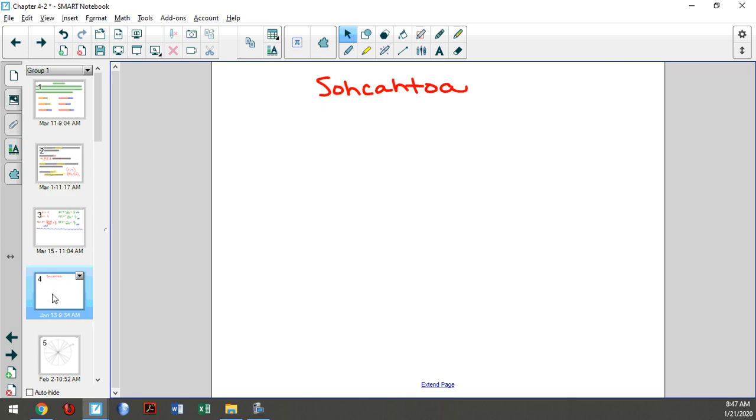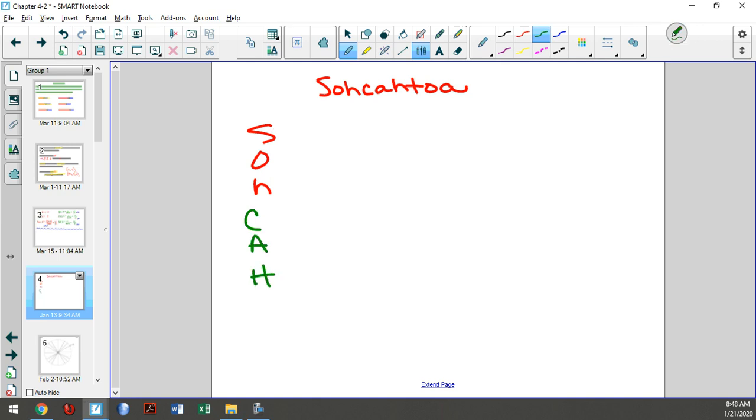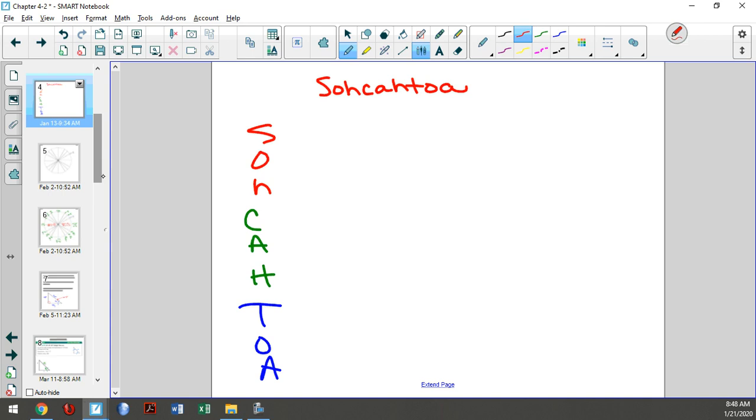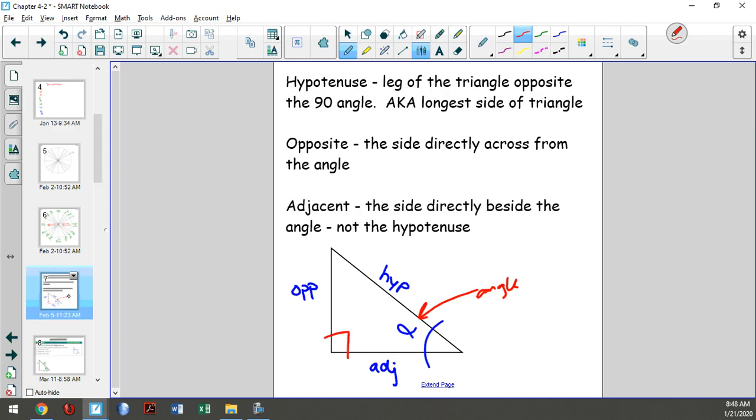Next, SOHCAHTOA. Biggest thing is y'all don't know how to spell it. No one ever remembers how to spell it appropriately. Those are letters. Those letters represent specific things. Things that they represent are going to be hypotenuse, opposite, and adjacent. Okay? Hypotenuse, opposite, and adjacent.